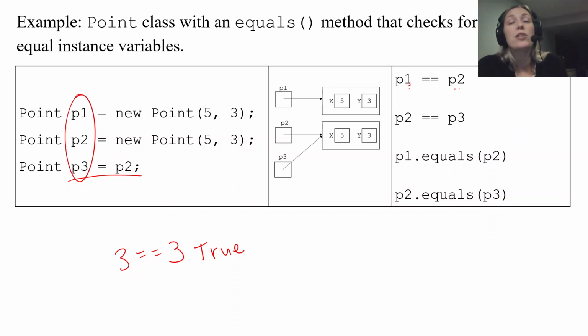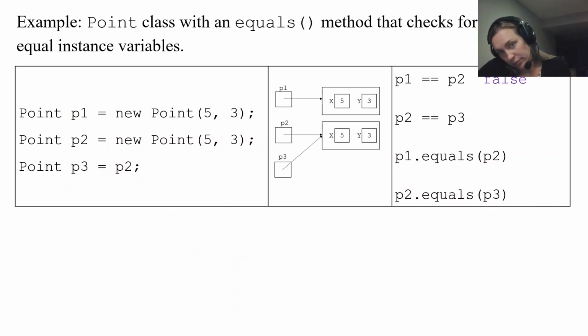But here we're asking, do P1 and P2 point to the same thing in memory? It does not, right? Even though they have the same values, they do not point to the same thing in memory. Do P2 and P3 point to the same thing in memory? Yes, it does. That would return true because they point to the same thing in memory.